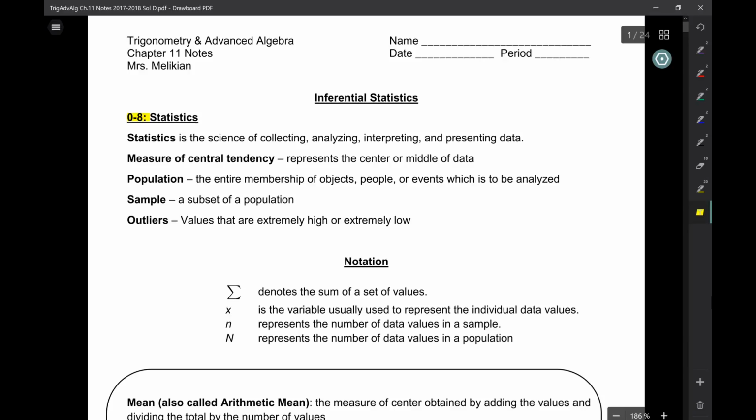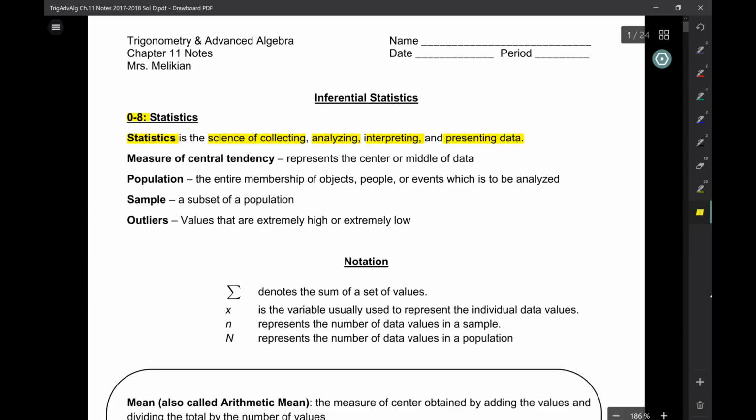Okay, and we throw this word around all the time. Stats, statistics. I'm gonna take stats. Let's look at the stats. What is statistics? Well, statistics is the science of collecting, analyzing, interpreting, and presenting data.